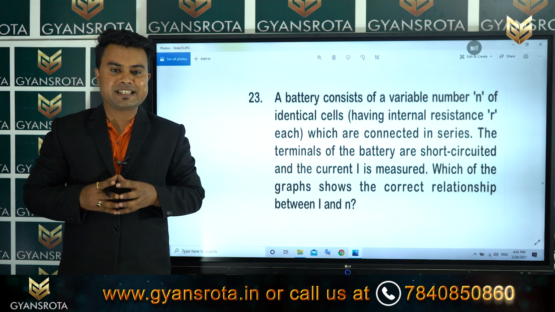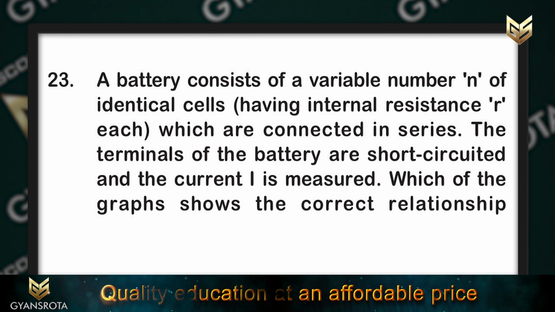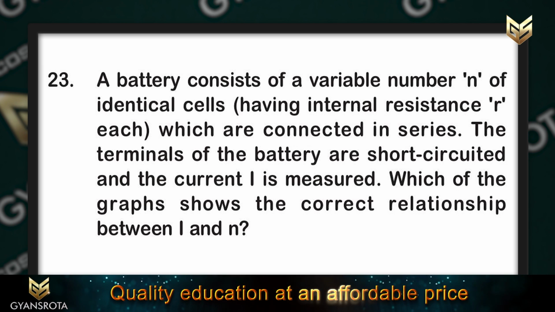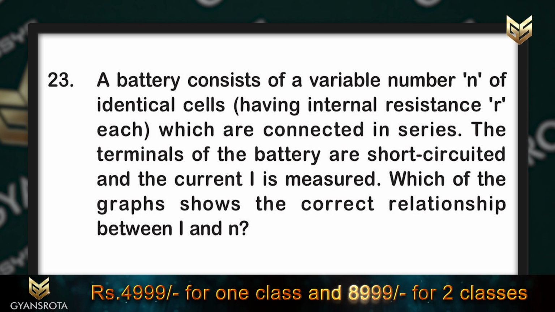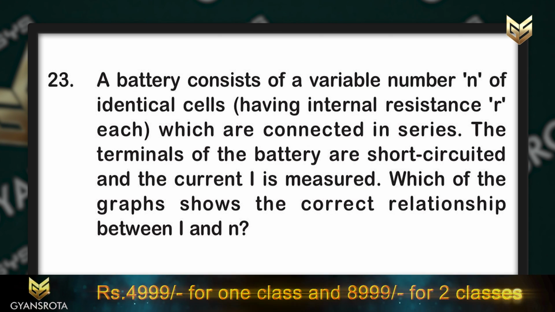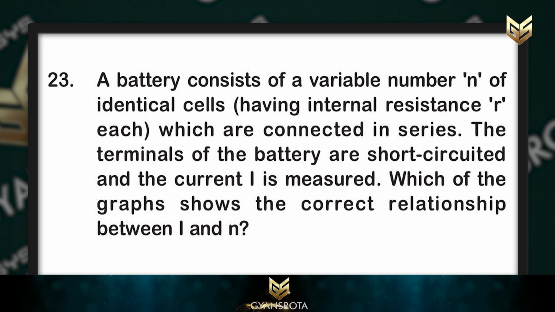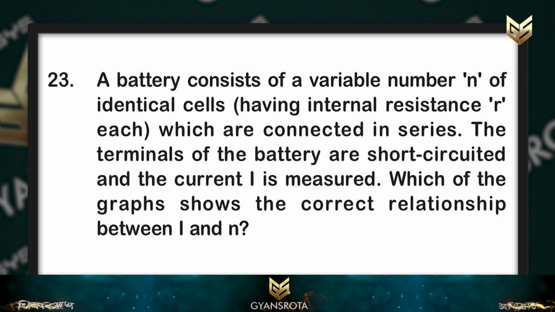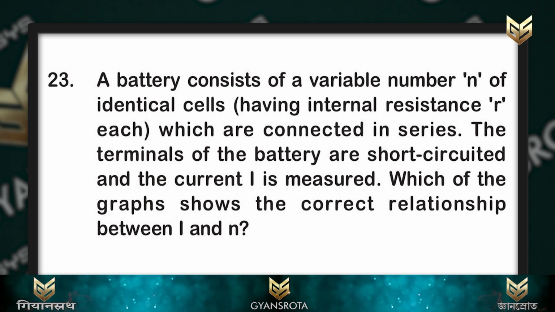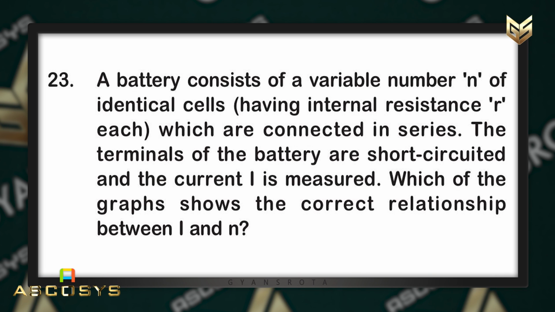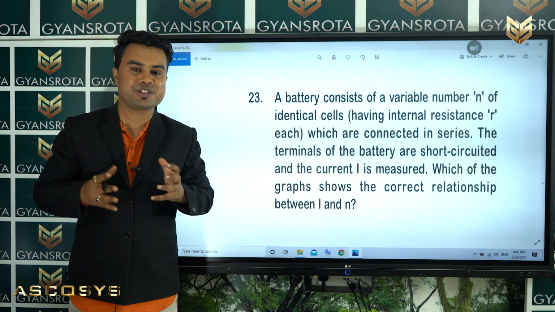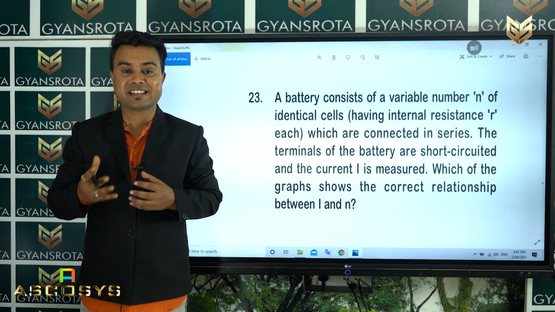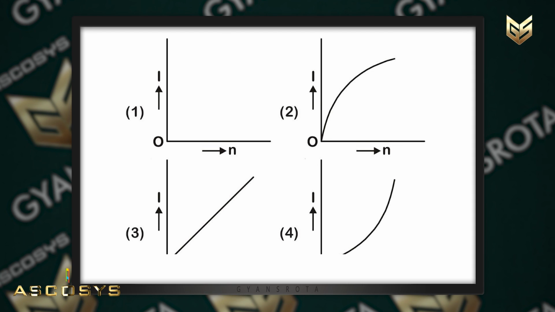Question number 23 says that a battery consists of a variable number n of identical cells. Identical cells means all of them will have the same EMF, having internal resistance R each, which are connected in series. The terminals of the battery are short circuited and the current I is measured. Which of the graphs shows the correct relation between I and n? The graph is not there on the screen because this is a quite big question, so we will take the graph in the next step. So these are the options applied to you.